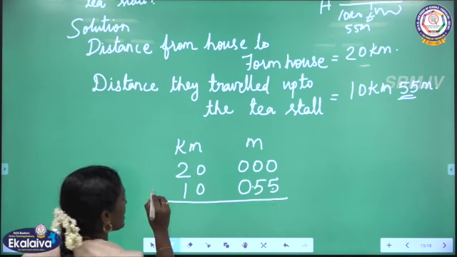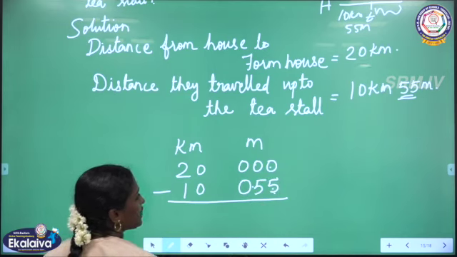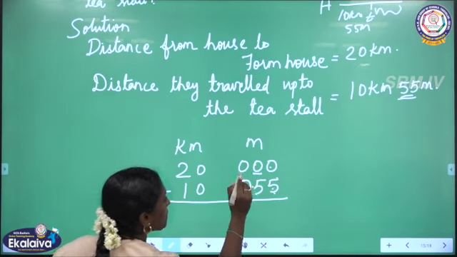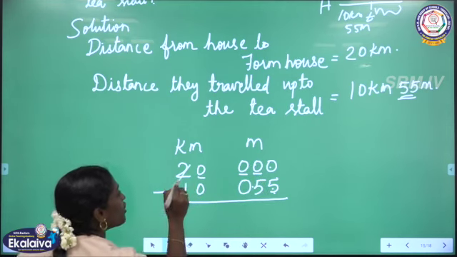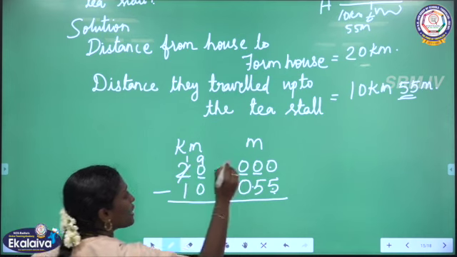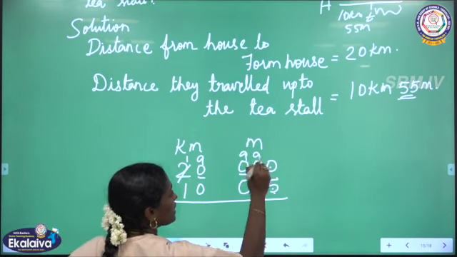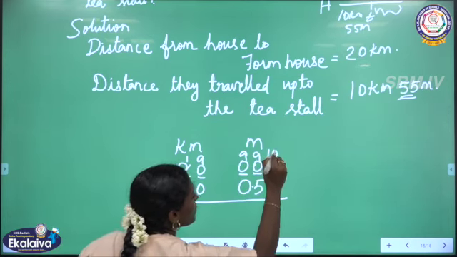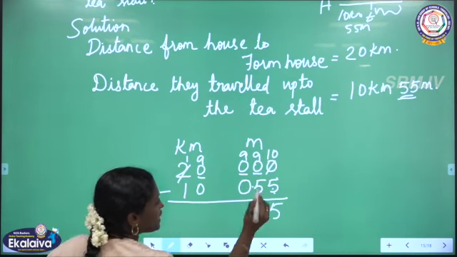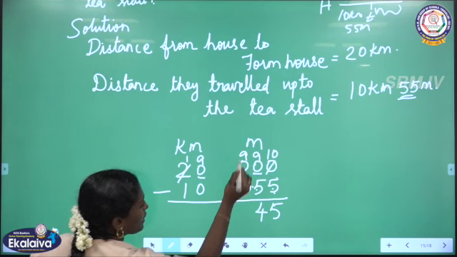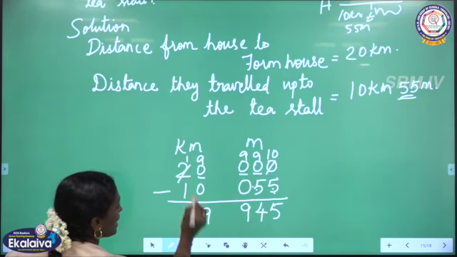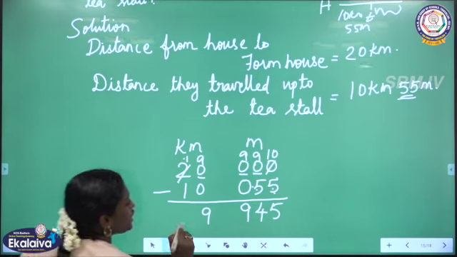Now, we have to subtract. Here 0 minus 5, we can't do the subtraction. So, we have to borrow from here 0, 0, 0. So, we have to borrow from 2. 2 will become 1. This 0 will become 9. This 0 will become 9. This 0 will become 10. 10 minus 5, 5. 9 minus 5, 4. Here 9 minus 0, 9. Here 9 minus 0, 9. Here 1 minus 1, 0.